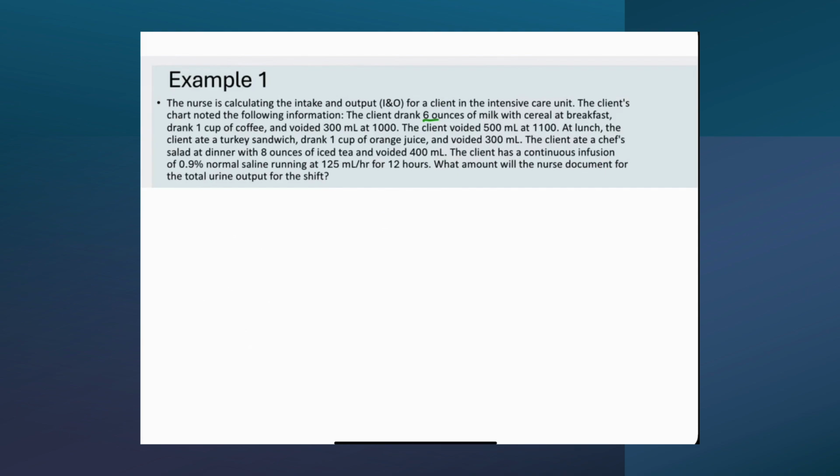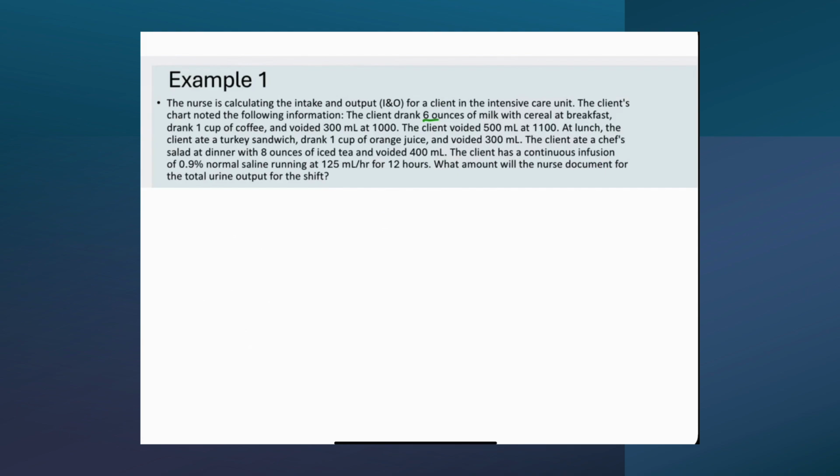All right, so let's calculate the intake first. Let's take the 6 ounces. We know that our intake has to be in mLs. So 6 ounces, we're going to multiply that by 30 because there are 30 mLs in 1 ounce. When we multiply that, we get 180 mLs. Next, we know that 1 cup is equal to 240 mLs.